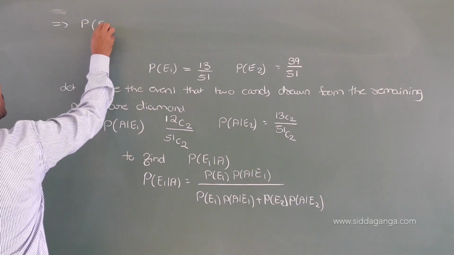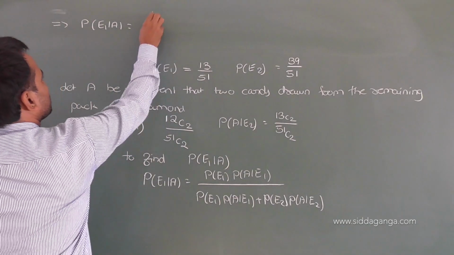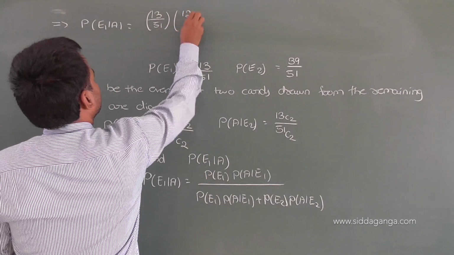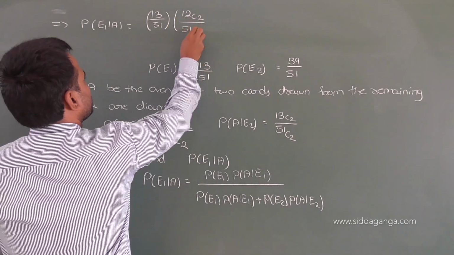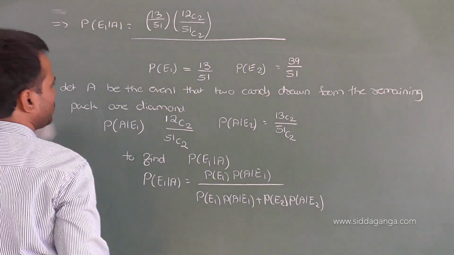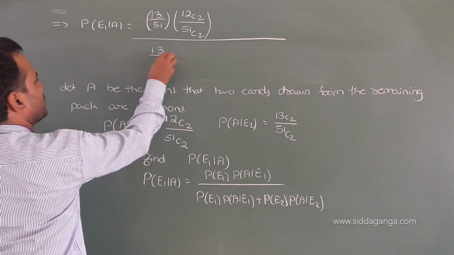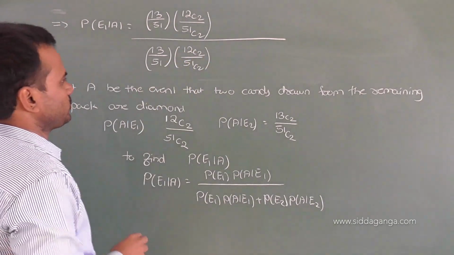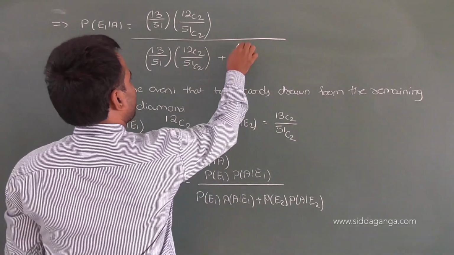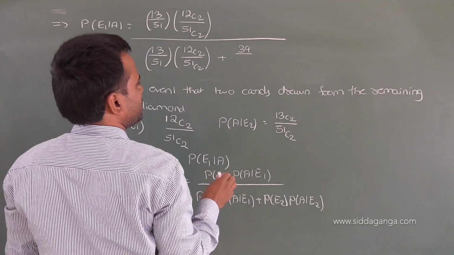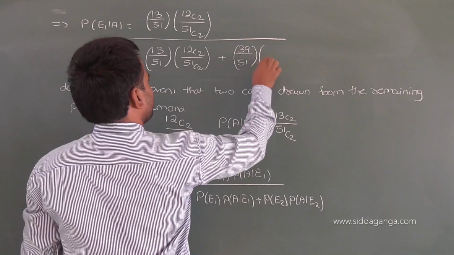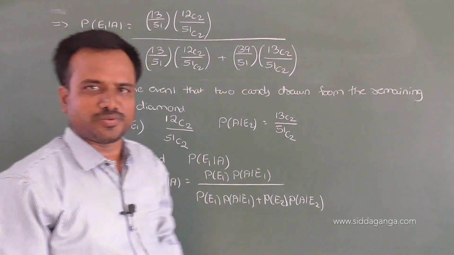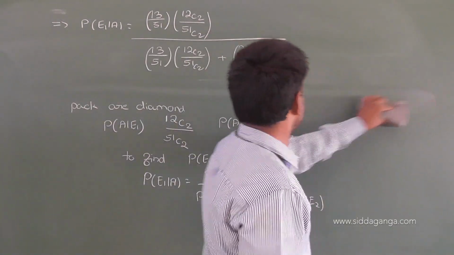So that implies P of E1 given A equals P of E1, 13 divided by 51, into P of A given E1, 12C2 divided by 51C2, whole divided by 13 divided by 51 into 12C2 divided by 51C2, plus 39 divided by 51 into 13C2 divided by 51C2. So it is in the form of NC2.